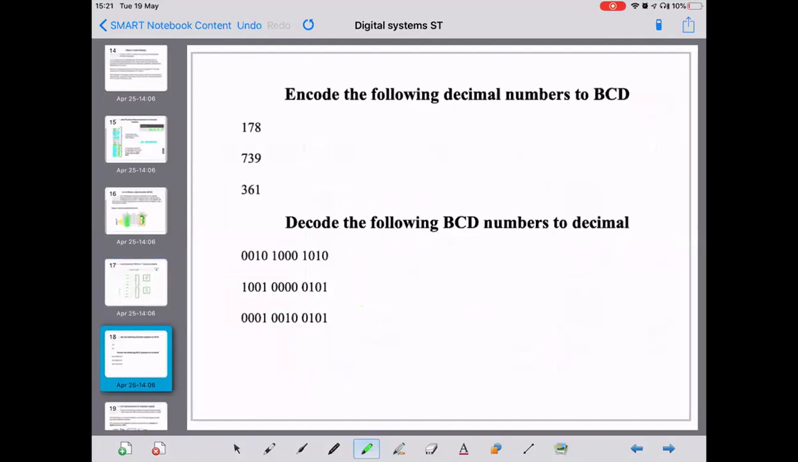So what I'd like you to do is take the 3 up the top and encode them to binary coded decimal. Each of them has 3 digits, so you'll need 3 4-bit words for each of them, and then decode the bottom ones from their binary coded decimal into decimal numbers. All right.